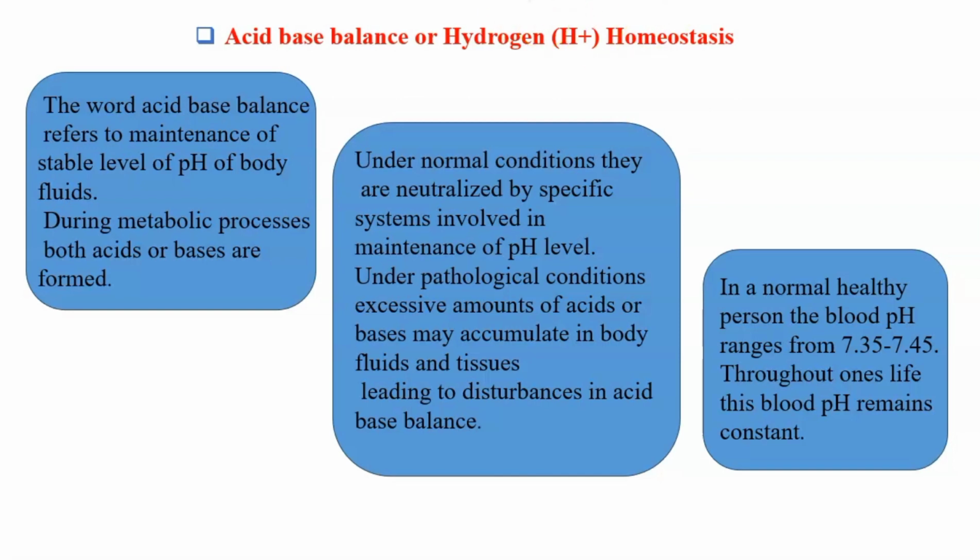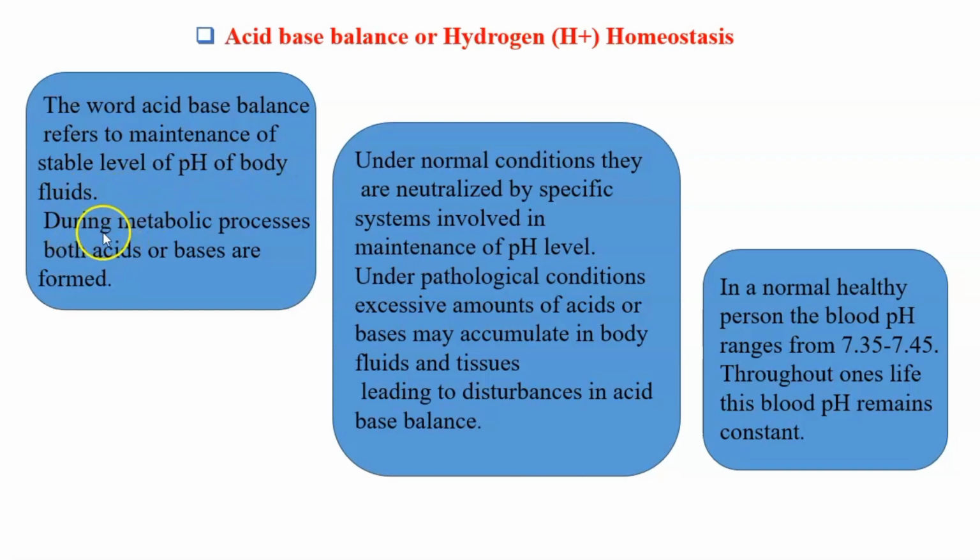And so we proceed. Now, acid-base balance, or hydrogen ion homeostasis. Homeostasis means balancing. The word acid-base balance refers to what? Maintenance of a stable level of pH of body fluid.